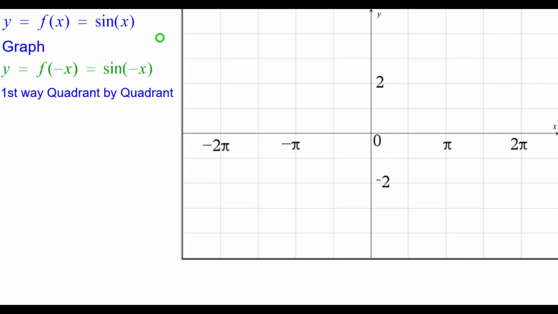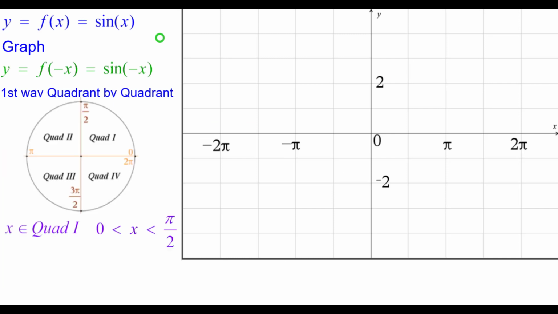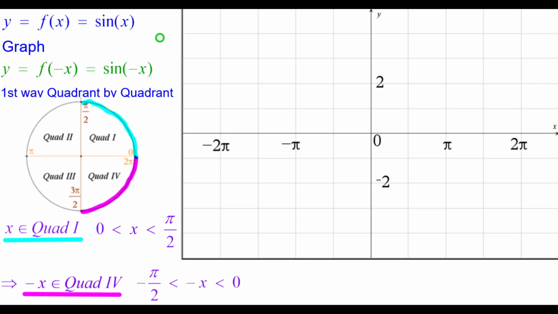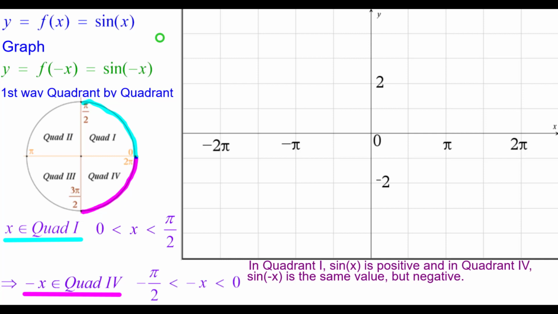The first way is quadrant by quadrant. If x is in quadrant 1, that is, x is between 0 and pi over 2, as shown here, the opposite of x is in quadrant 4, between 0 and negative pi over 2. In quadrant 1, the sine of x is positive, but in quadrant 4, the sine of the opposite of x is the same value, but negative, which means that they are opposites. So in quadrant 1, the sine of the opposite of x is equal to the opposite of the sine of x.